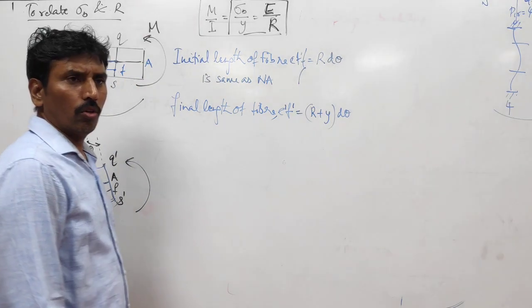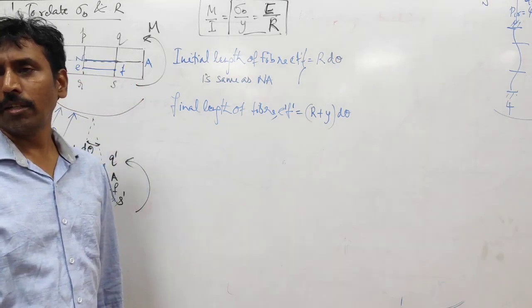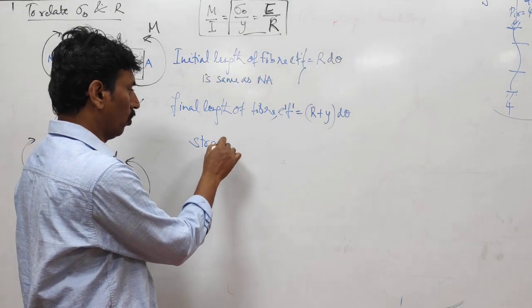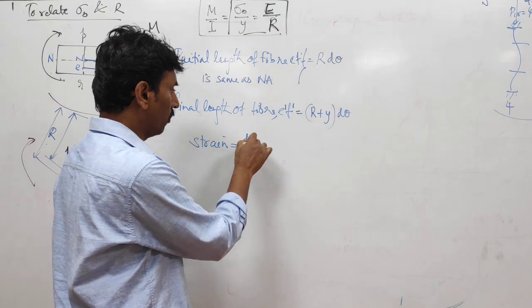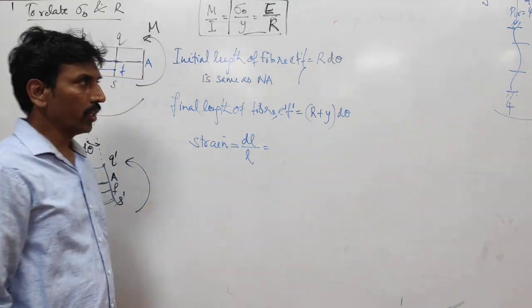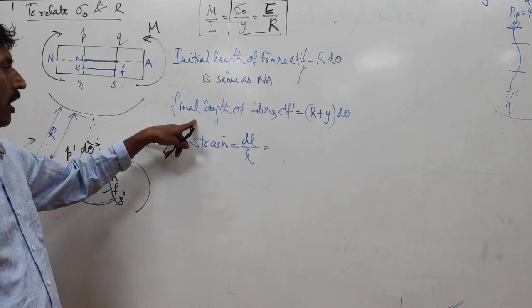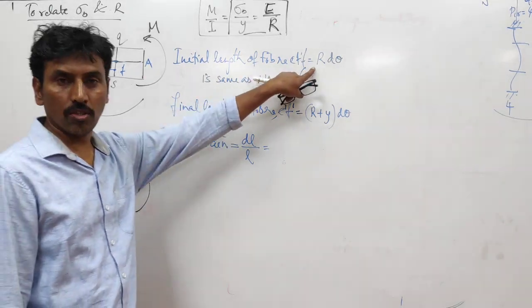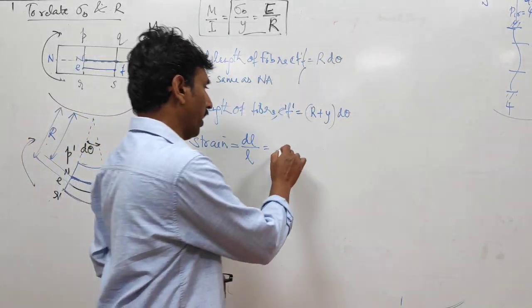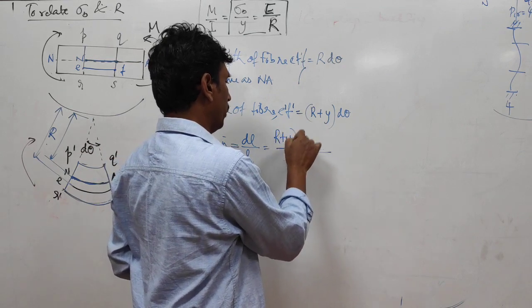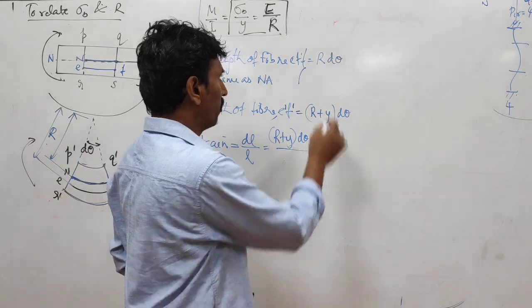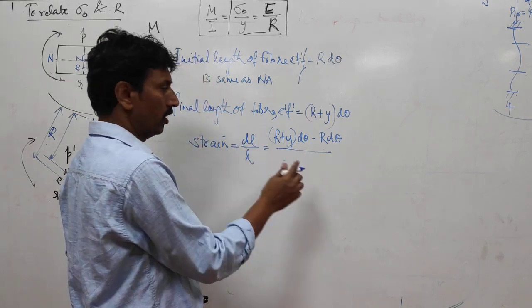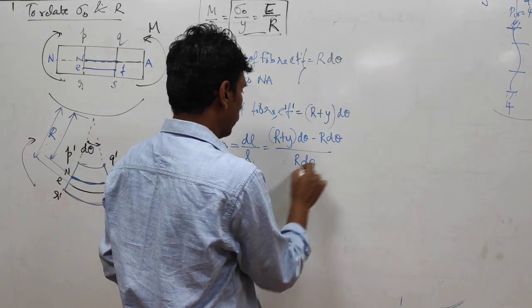Okay. Now we know stress, strain, and all this. What is the formula for strain? Strain is change in length to original length. So change in length is final length minus initial length, divided by the original length. So r plus y d theta is the final length minus the original length, which gives the change in length dl, divided by the original length, which is r d theta.